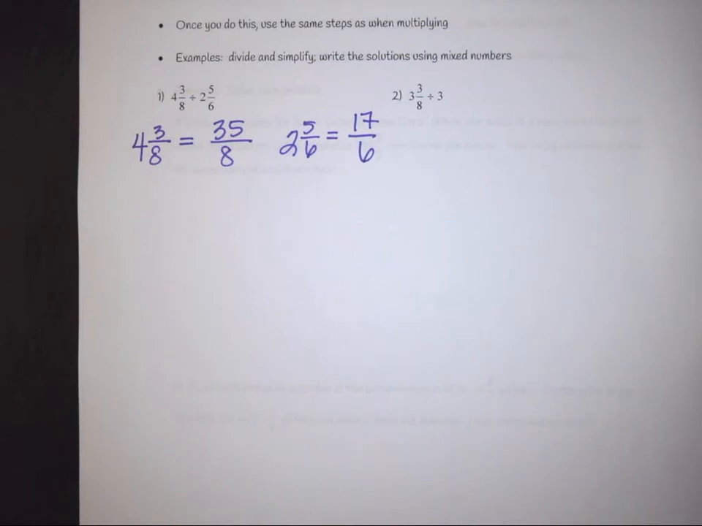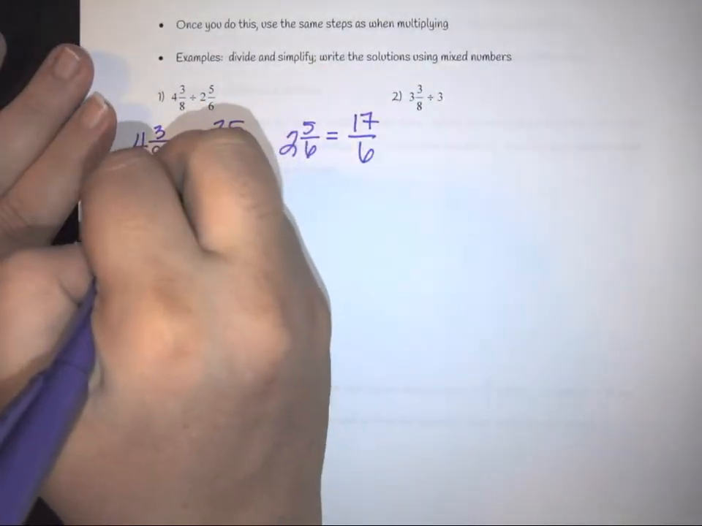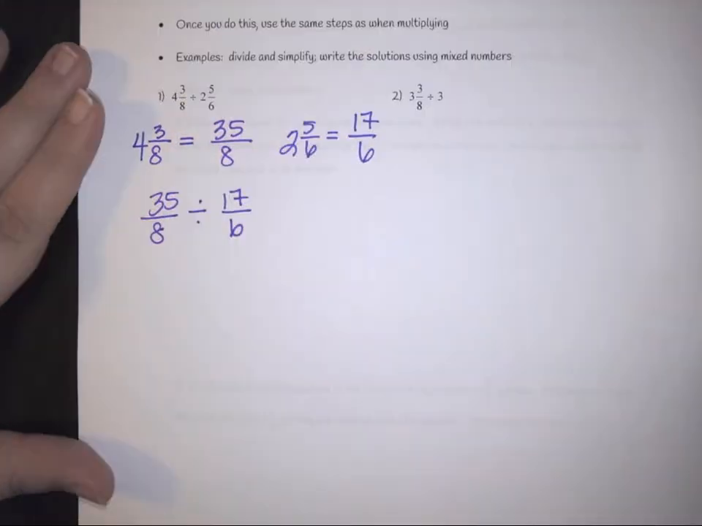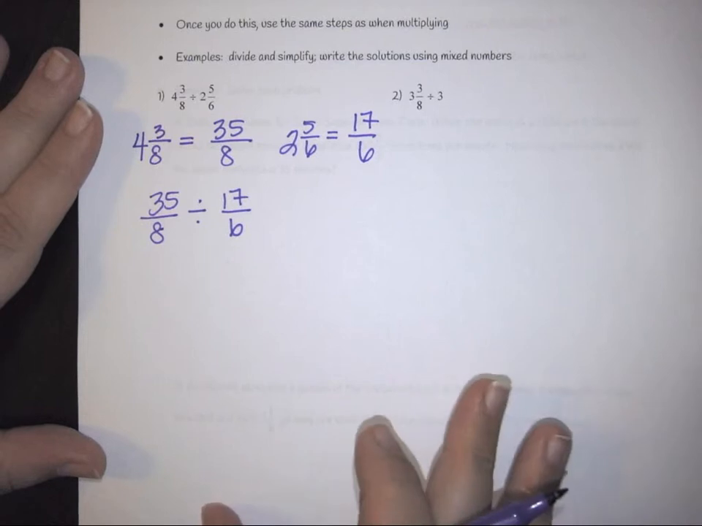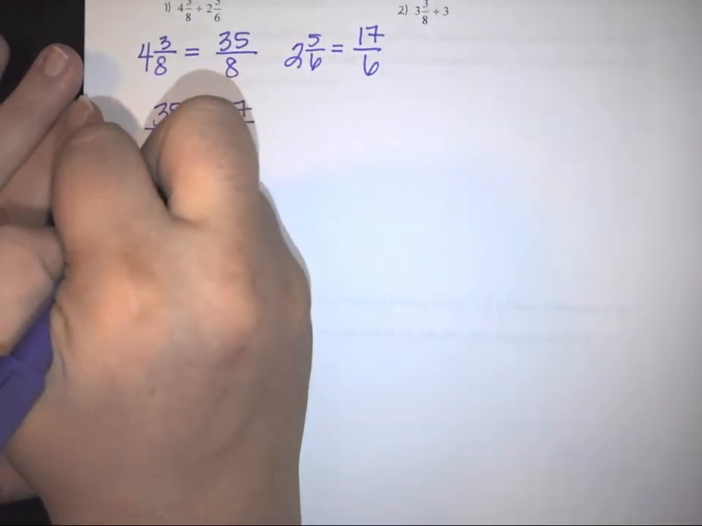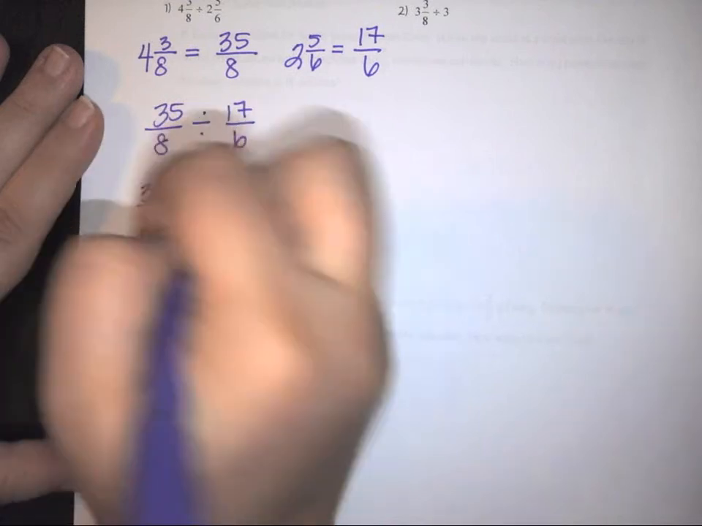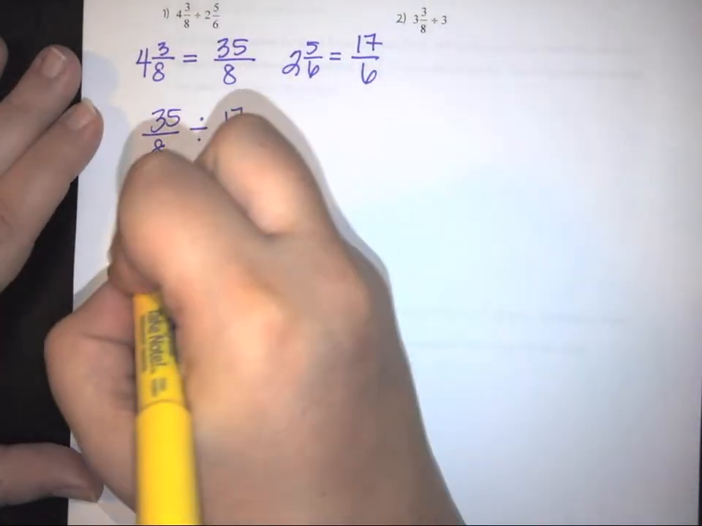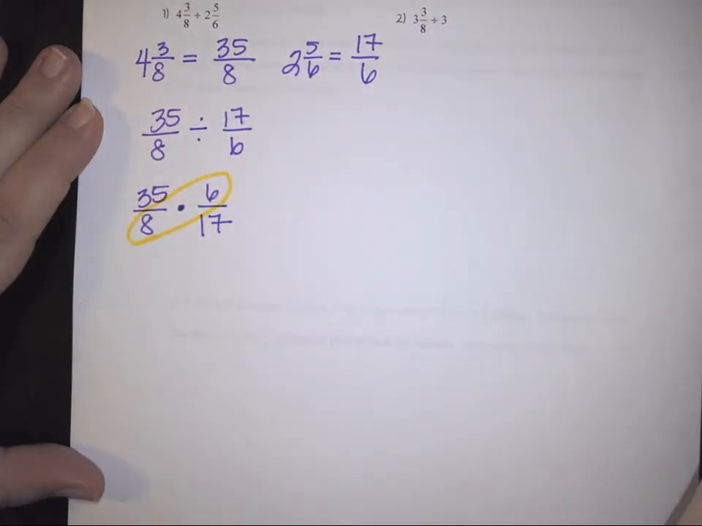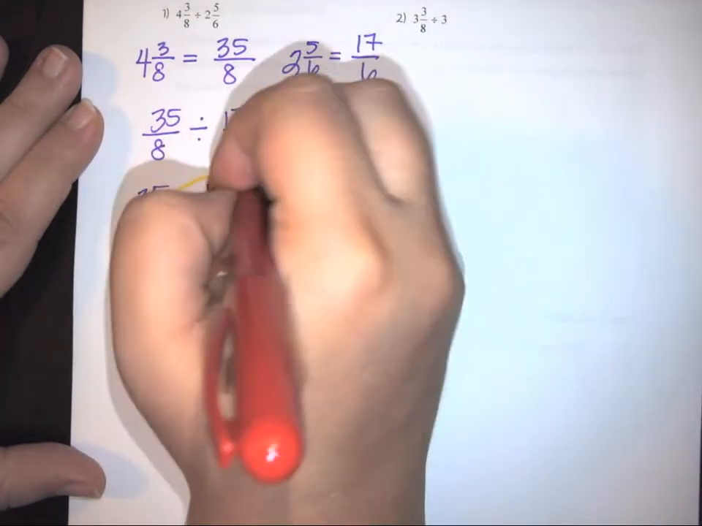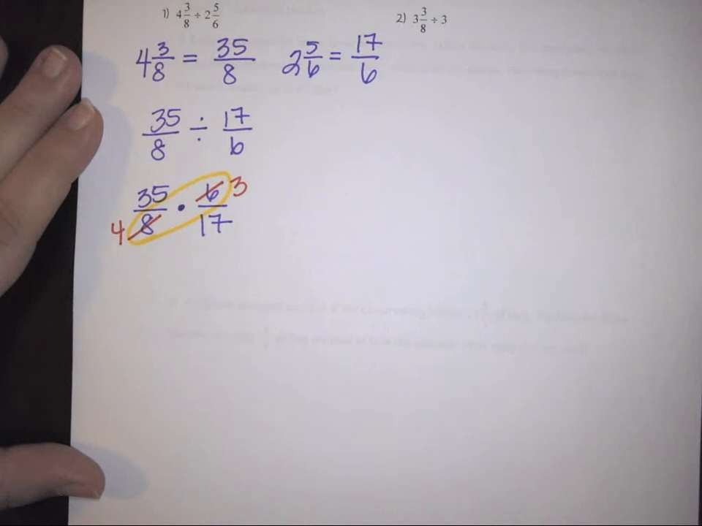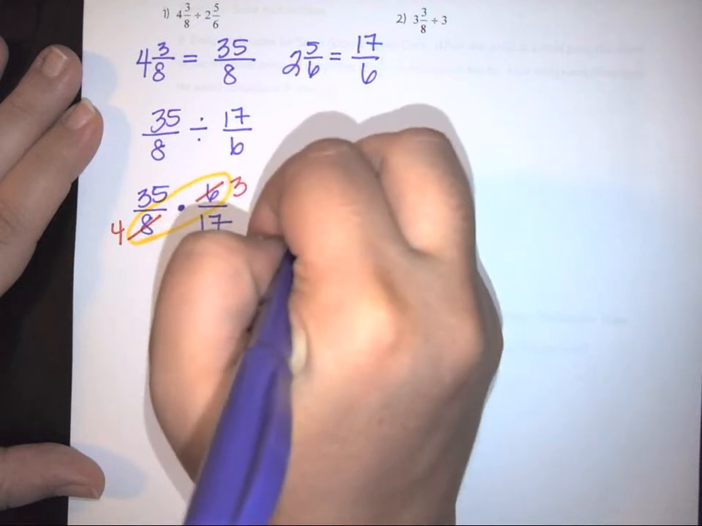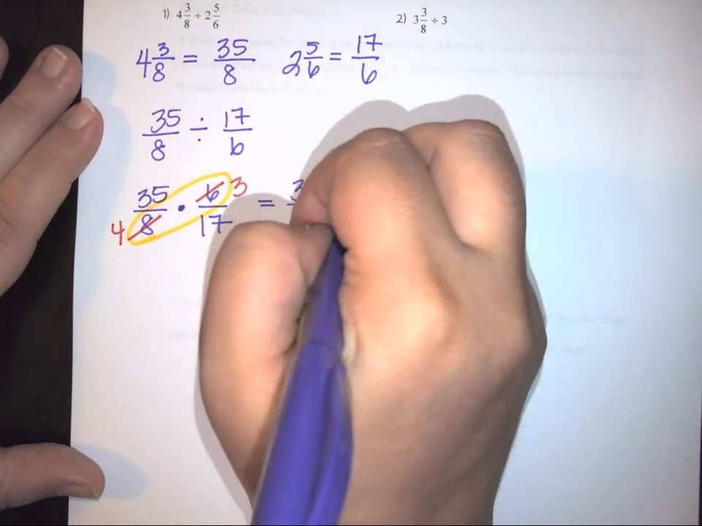So when we're looking at this, what do we actually have? Well, we have 35 over 8 divided by 17 over 6. So now we're going to follow our multiplying rules, which say keep the first, 35 over 8, change to multiplication, flip to the reciprocal, 6 over 17. First thing that I'm going to look at is I have these 2 evens here. So I know 6 and 8 can reduce. I can divide a 2 out of both, leaves a 3 on top and a 4 on bottom, thus making my new fraction 35 over 4 times 3 over 17.